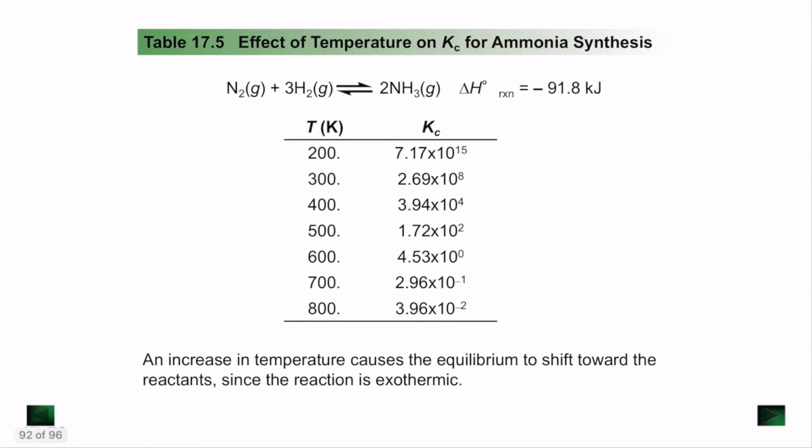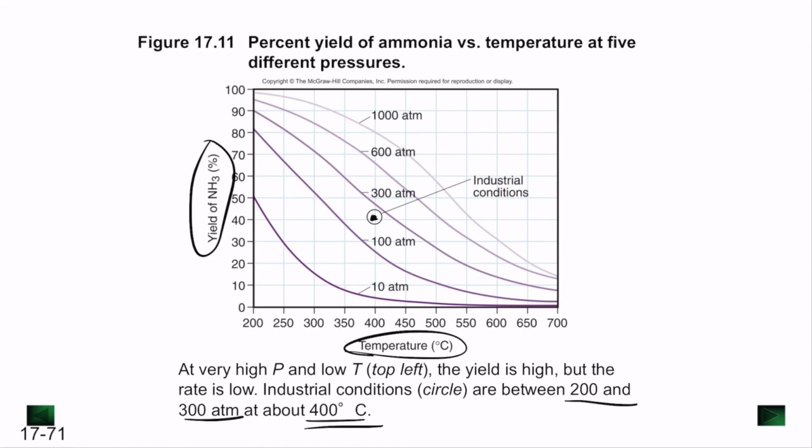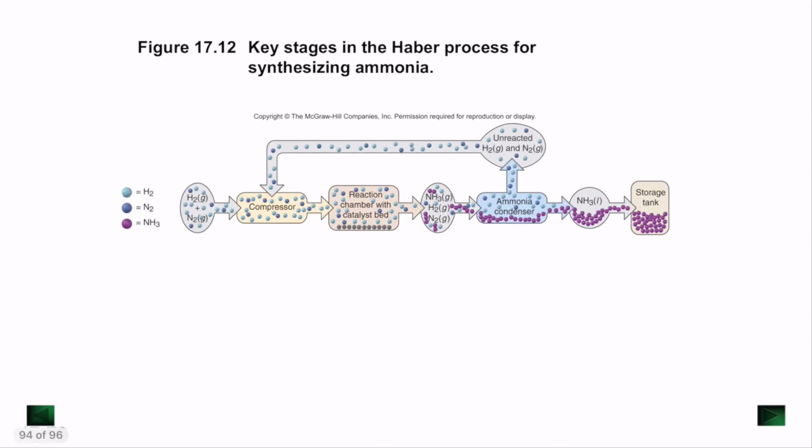Now, when you write it into a table in terms of the Kc values at given temperatures, you start noticing that the value becomes lower and lower as you go towards higher temperatures. You can take a graph of yield to temperature with pressure curves in it. The optimal conditions generally used are around 200 to 300 atmospheres at around 400 degrees centigrade. These industrial conditions generally produce a yield of around 40%, and this is the standard procedure commonly used in industry.